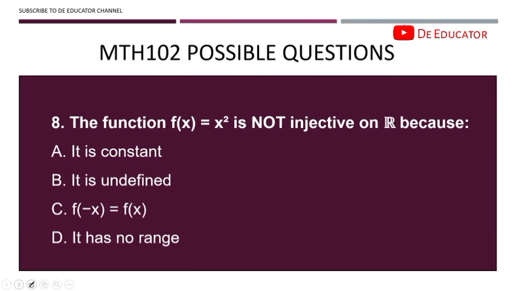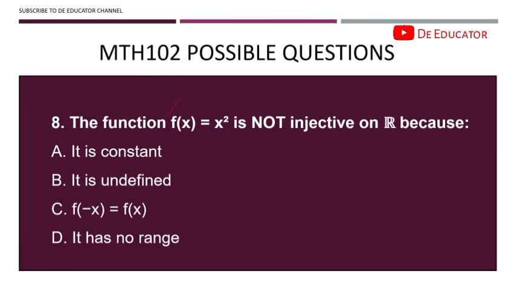If we move straight to the next question: the function f(x) = x squared is not injective on R because, remember, we said something about injective. When it is injective, it means that... This is a question that you must take note of. It's more like a note. In your questions or your notes, they'll tell you some important points you need to take note of, and this is one of the important points.